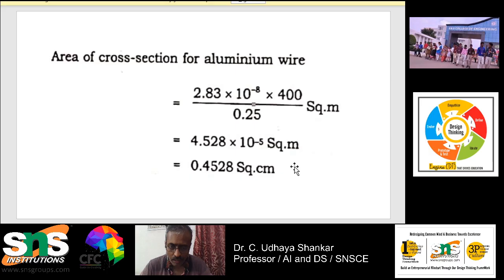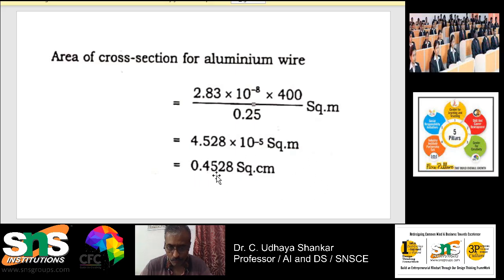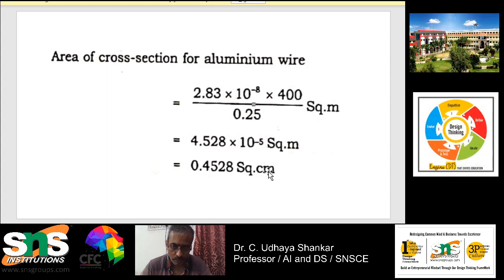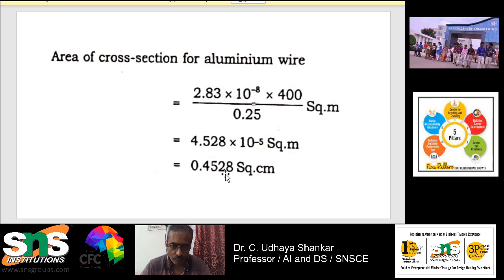In order to change it to square centimeter, it is 0.4528 square centimeter. In terms of square meter, it is 4.528 into 10 power minus 5 square meter. If I convert it into square centimeter, it is 0.4528 square centimeter, because for square centimeter you multiply by 10 power 4, and finally 10 power minus 1 will be there, giving 0.4528.